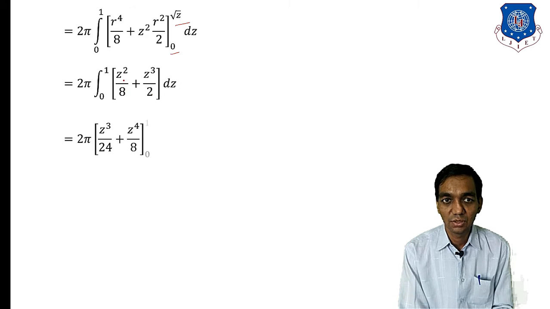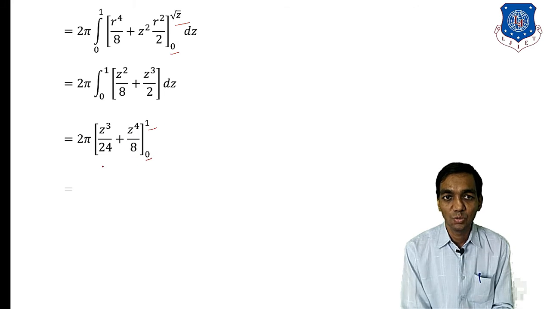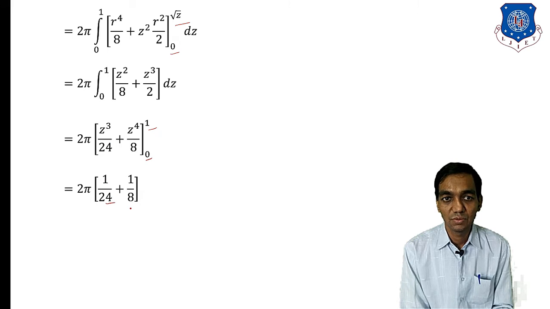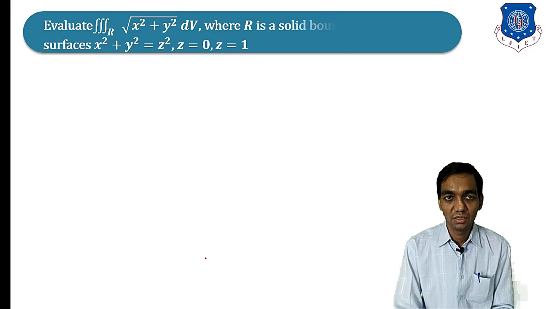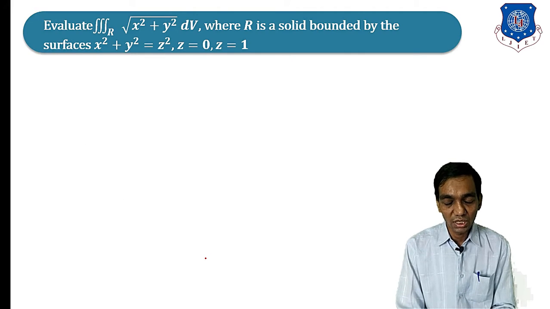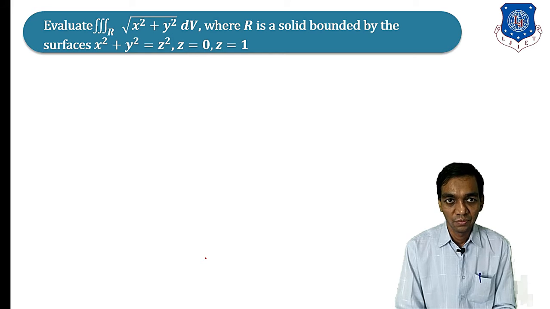Integrating these terms gives z cube by 24 plus z raised to 4 by 8, and the limit is from 0 to 1. Now put the limits. That will be 1 by 4, of 1 by 24 plus 1 by 8, minus 0. Taking the LCM and simplifying gives the answer pi by 3. So this is a simple triple integration in polar form.